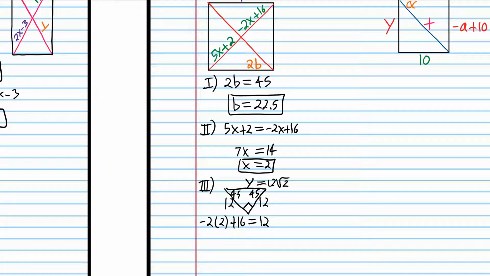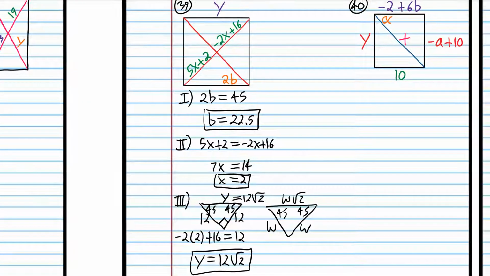Now why is that? Because again, that theorem, W root 2 in a 45, 45, 90. So y must be W root 2, W is 12. So y is equal to 12 root 2. And I think that's it for that one.